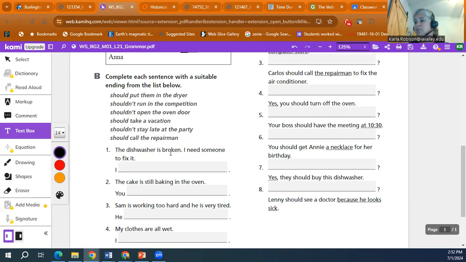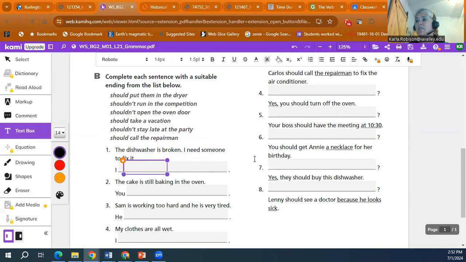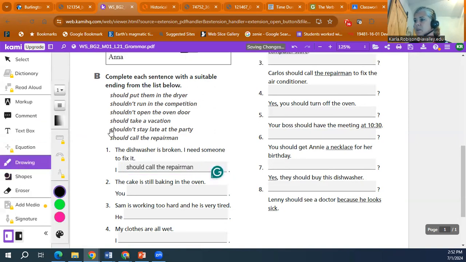So the dishwasher is broken. I need someone to fix it. Obviously, if it's broken, I should call the repairman. Okay. And so since we've done that, we have used this one. All right. So that's how that one works, okay?